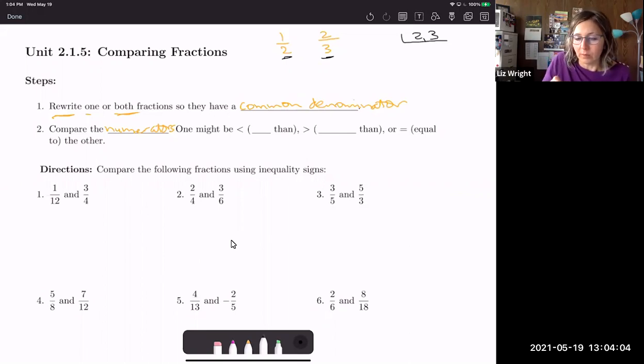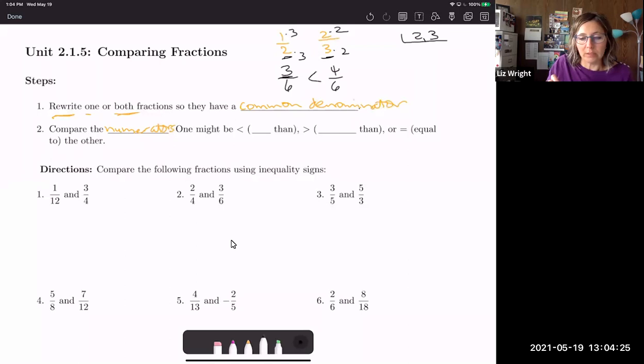And so that means that my denominator there can be 6. And so I would say, okay, 2 times 3 is going to give me 6. And 3 times 2 is going to give me 6. And so now that we have common denominators, now we look at our numerators and we say, oh, 4 is greater than 3.